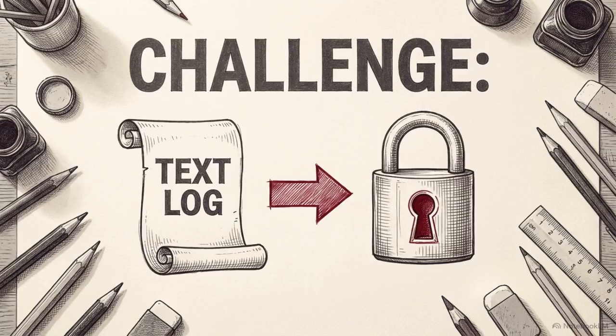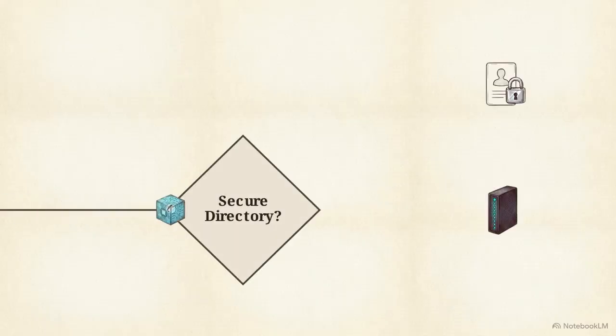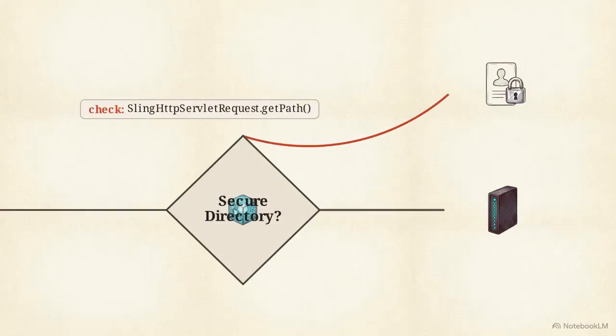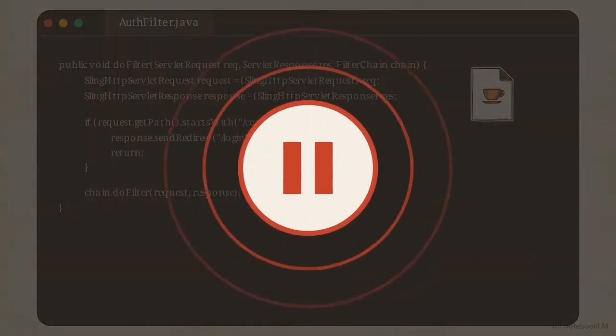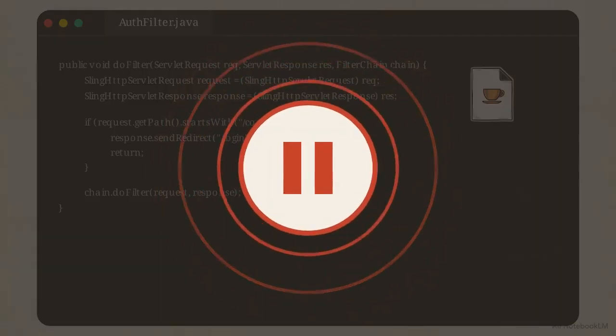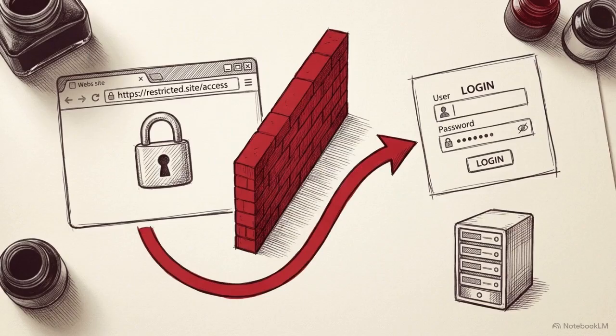Let's apply this. Your challenge is to upgrade a basic logging filter into an active authentication redirect for secure paths. You need to use a Sling HTTP request to check if a path begins with a secure directory. If it does, issue a redirect to a login page without breaking the filter chain. Pause the video now, attempt to write out the logic, and press play when you are ready to see the solution.